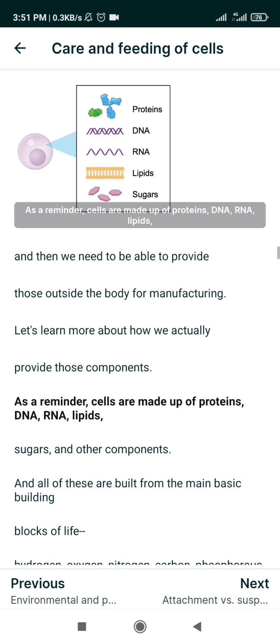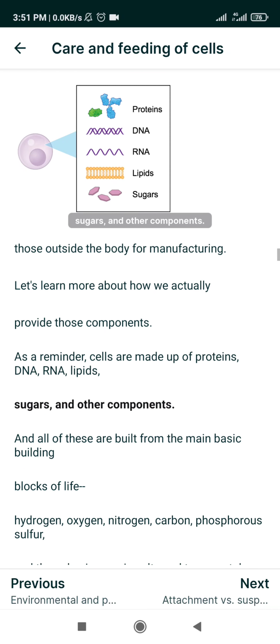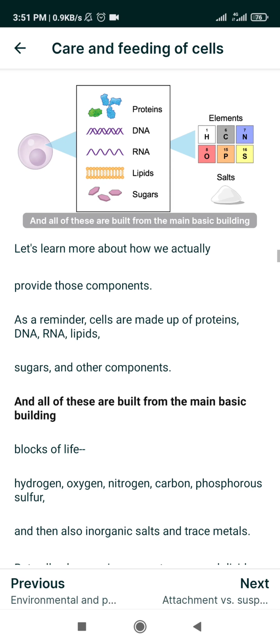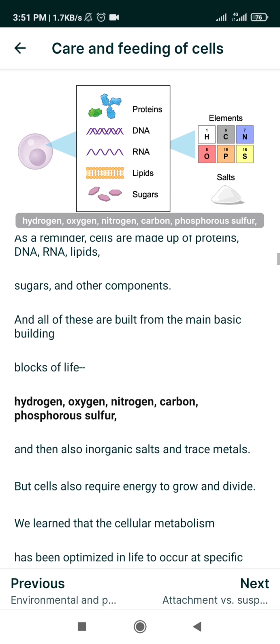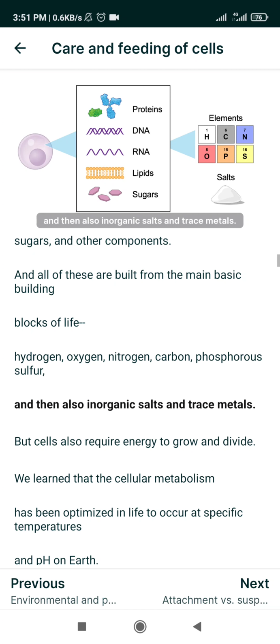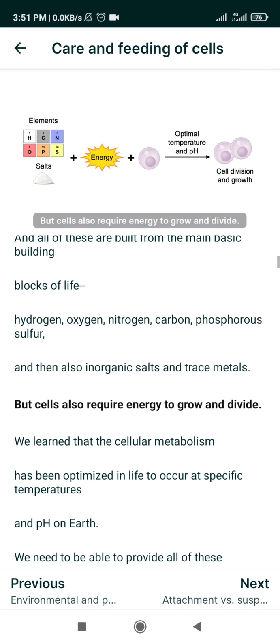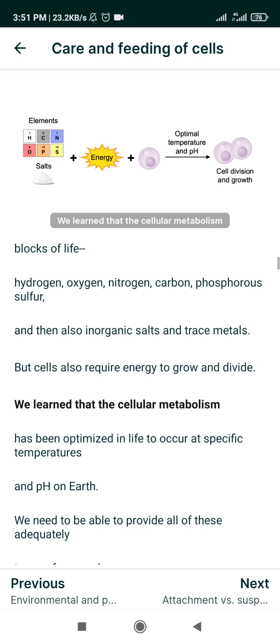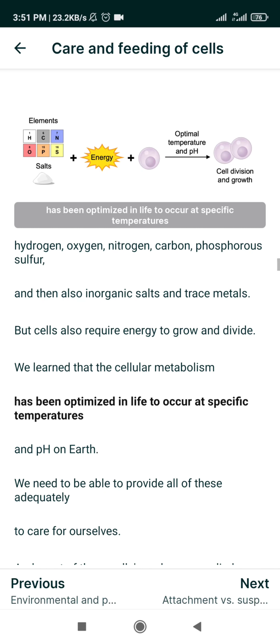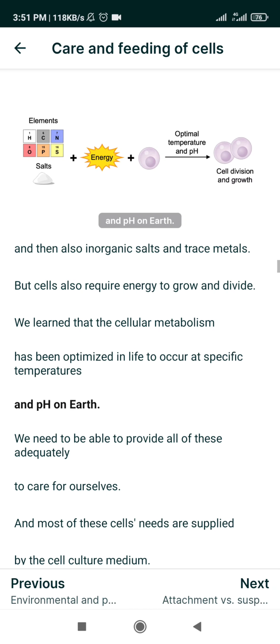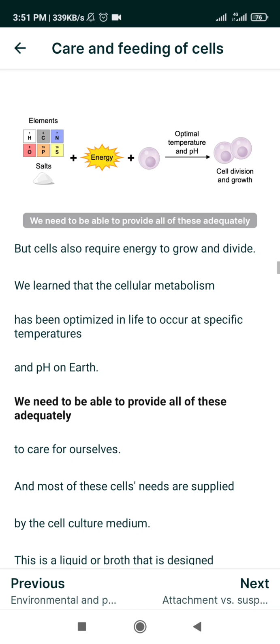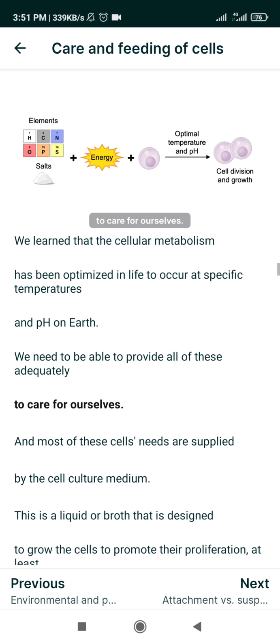As a reminder, cells are made up of proteins, DNA, RNA, lipids, sugars, and other components. And all of these are built from the main basic building blocks of life: hydrogen, oxygen, nitrogen, carbon, phosphorus, sulfur, and then also inorganic salts and trace metals. But cells also require energy to grow and divide. We learned that the cellular metabolism has been optimized in life to occur at specific temperatures and pH on Earth. We need to be able to provide all of these adequately to care for our cells.